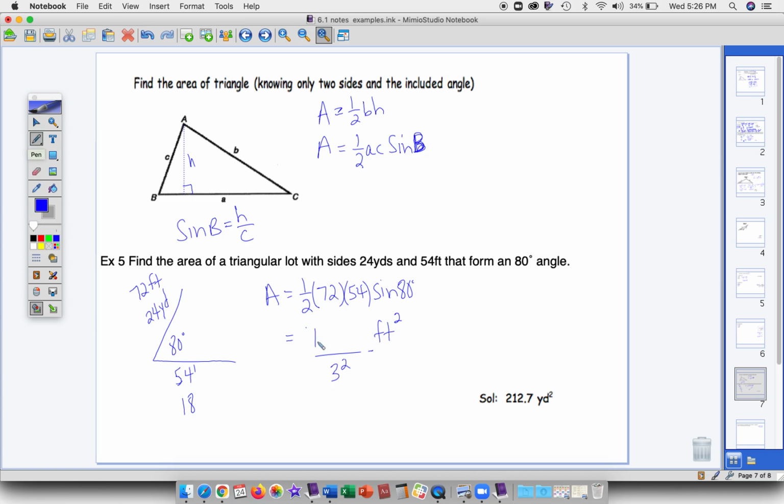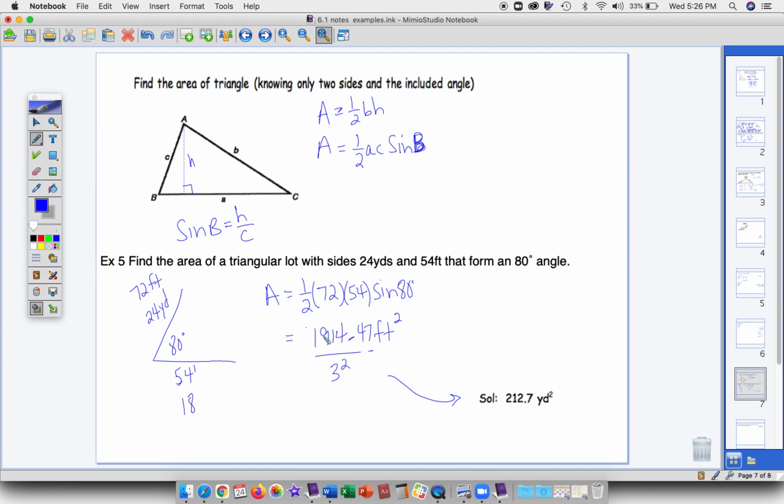Okay, so that's actually 1,914.46 or 47. I'll round it up. Now divide by 9. And I get the 212.7 square yards.